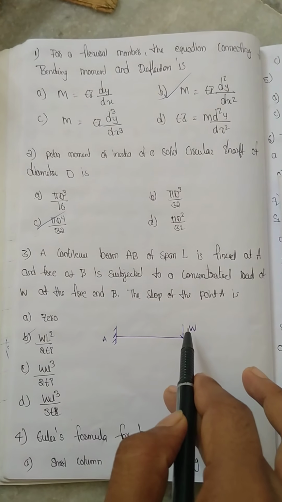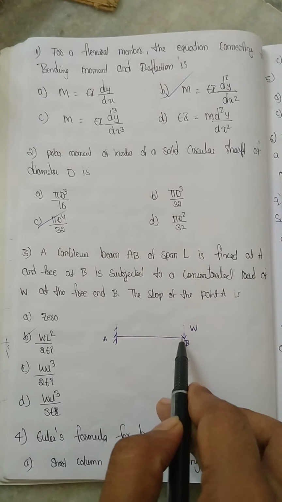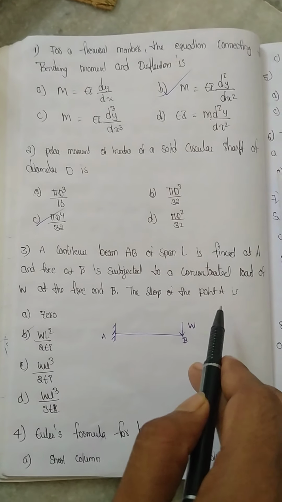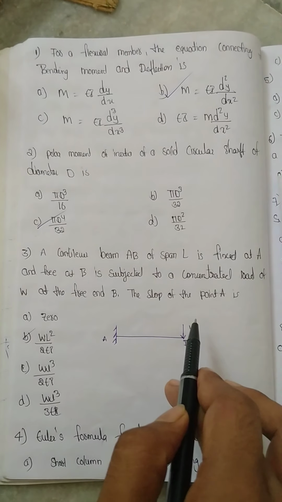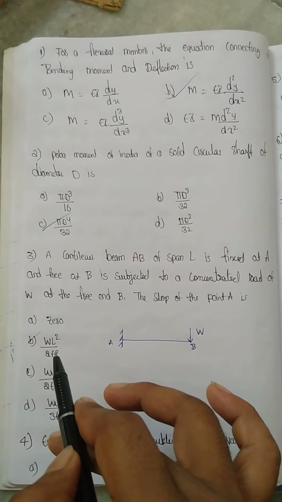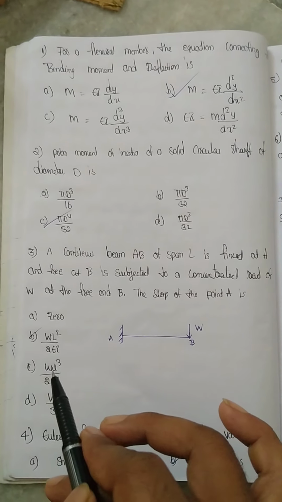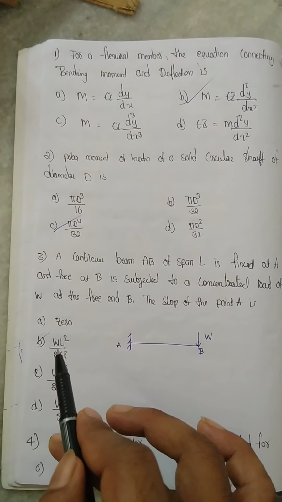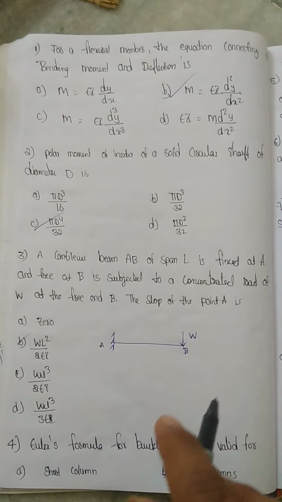Next, a cantilever beam AB of span L, fixed at A and free at B, subjected to a concentrated load of W at the free end. The slope at the point A is WL²/2EI. Deflection is WL³/3EI. Slope means WL²/2EI.